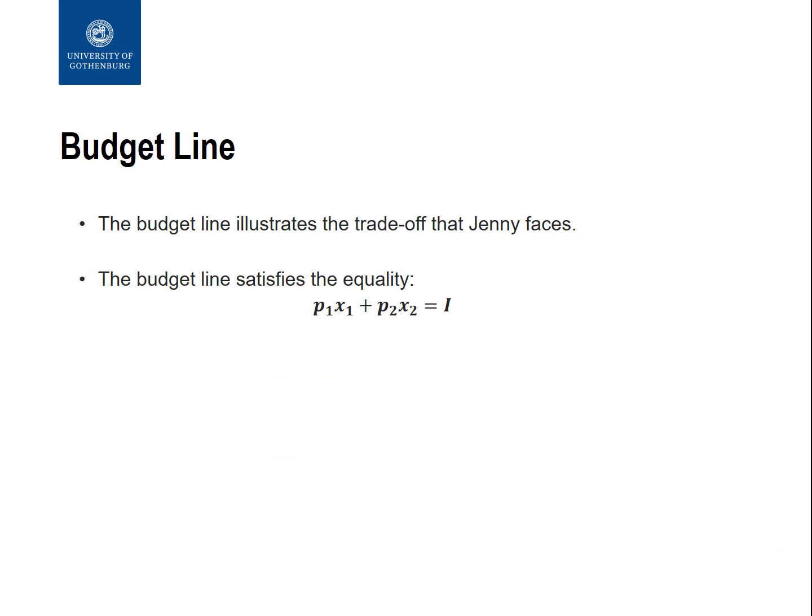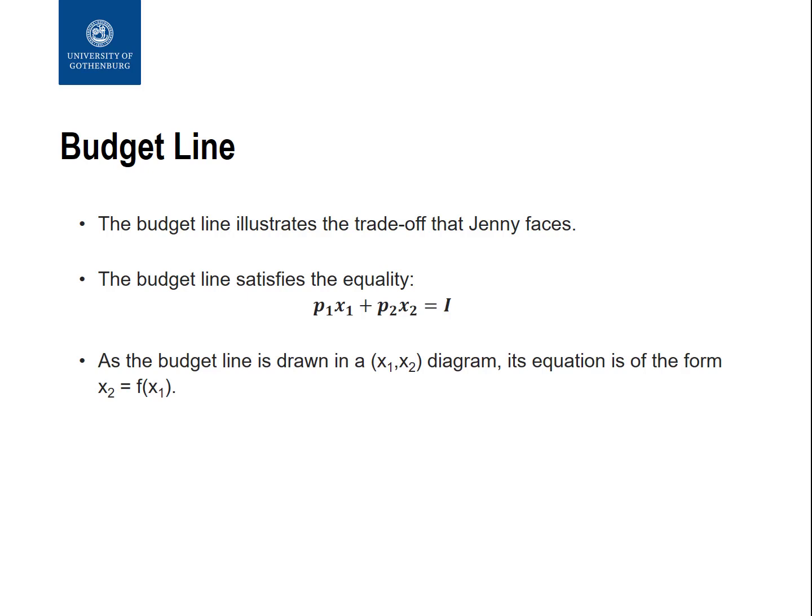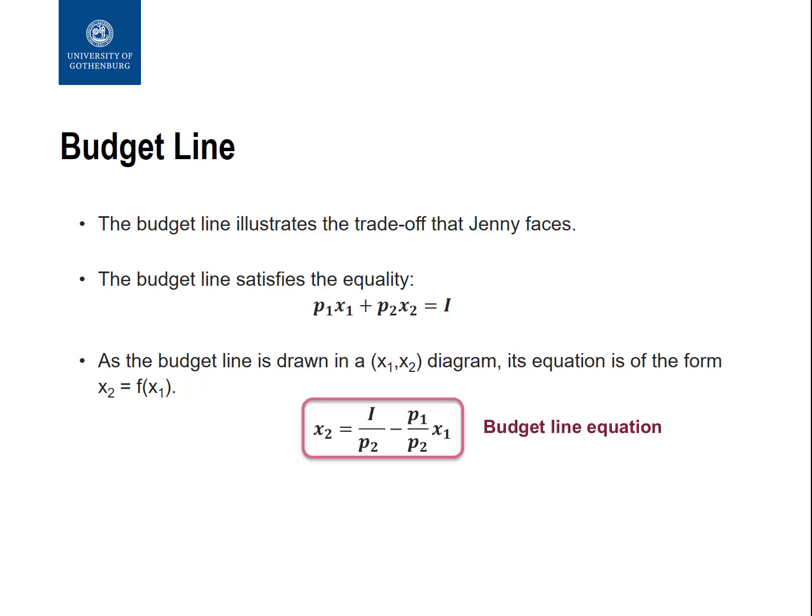So the budget line illustrates the trade-off Jenny is facing. She can either buy only strawberries or only oranges, or a combination of both goods. The budget line satisfies the fact that all income is spent in consumption, as I just mentioned. And as it is drawn in the X1, X2 diagram, we need to write X2 as a function of X1 to obtain the budget line equation. So by rearranging the previous equation, we get that X2 is equal to income over P2 minus P1 over P2 times X1. Thus, as you can see, this is a linear function. So the slope of the budget line here is minus the price ratio, P1 over P2.